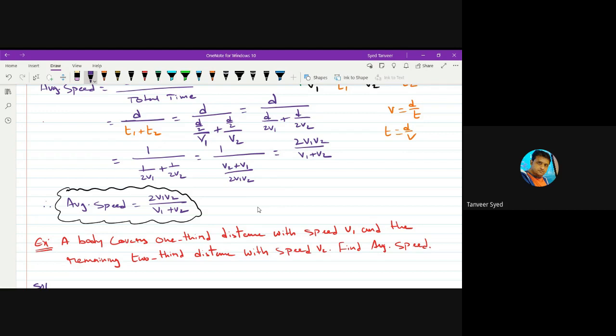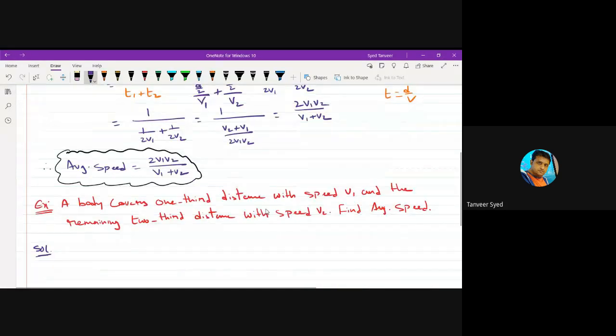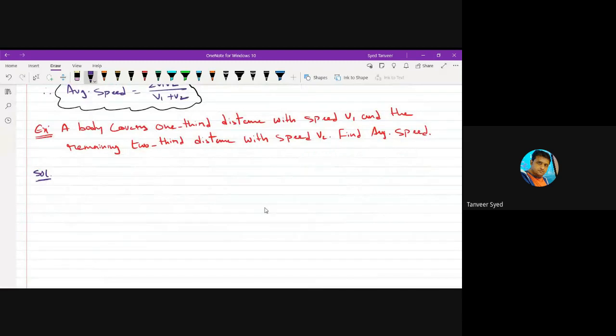Okay. So 2v1v2 by v1 plus v2 is the average speed. If you understand this, you can do 10 questions of this model. Only quantities, values, numbers will be changing. The other concept is the same. Is it clear for all? Okay. Then look at this second one.